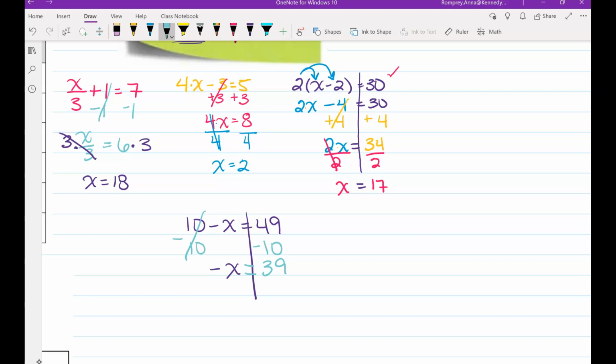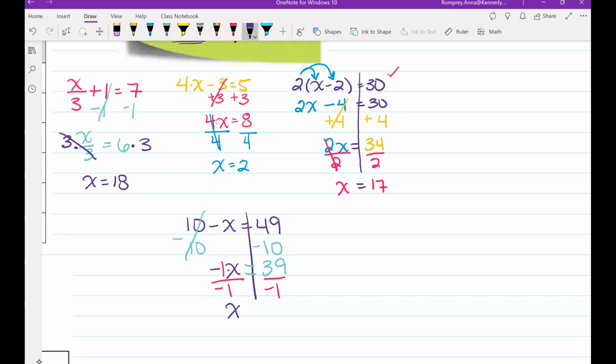How do I get rid of this negative sign right here? Well, let's think about it. If I were to put a coefficient, a number in front of that variable, what could I put there? Instead of just writing a negative x, negative how many x? Well, it's negative 1x. So now negative 1x equals 39. What operation is being used? Negative 1 plus? Nope. Minus? Nope. Negative 1 times x. So we use our inverse operations. Inverse of multiplication is division, so we divide both sides by negative 1.